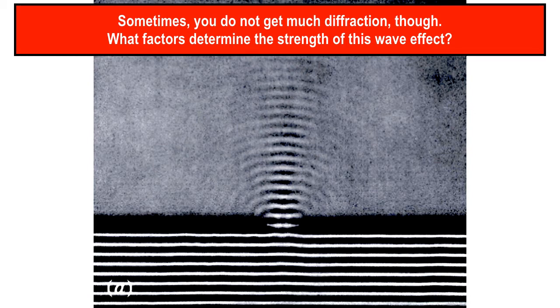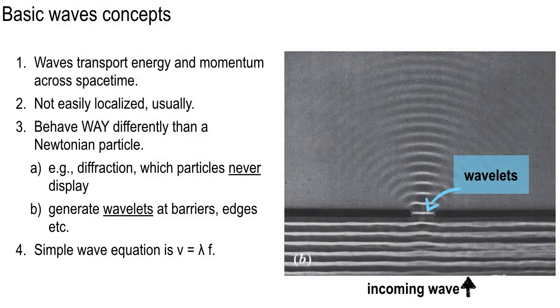So the strength of diffraction, the strength of any kind of interference effects, is determined by a set of different physical factors like amplitude, frequency, wavelength, and we're going to talk about those right now. So did we go through this slide last time? No? Yes? Maybe? Let's talk about this. We'll go through it quickly. We've got time.